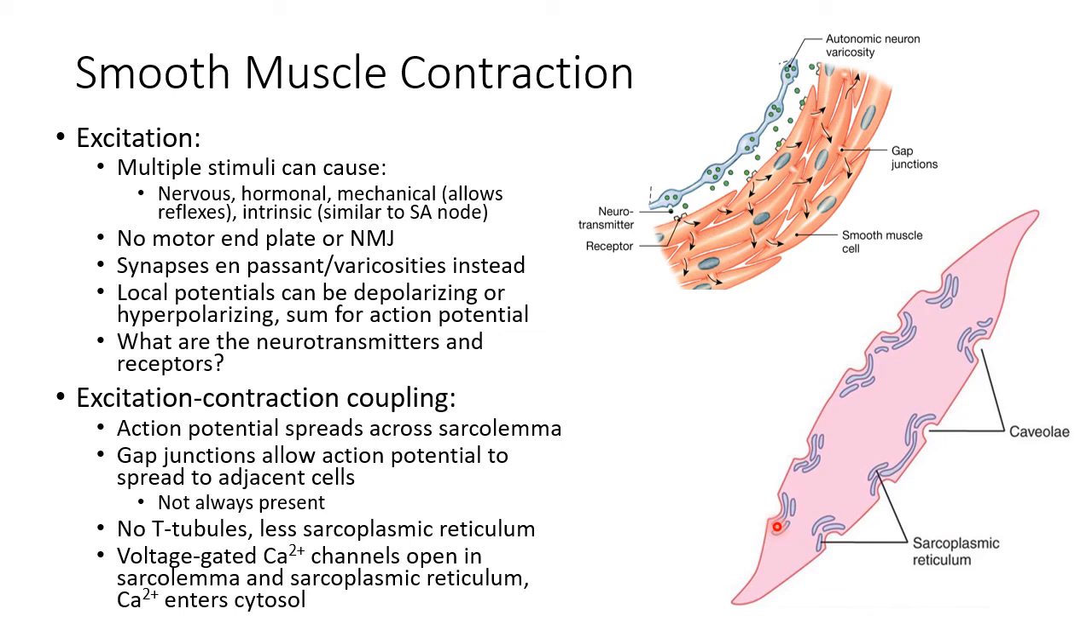So when you have action potential spreading across a cell, that is going to activate those channels, and calcium will enter the cell, either from outside the cell or from the sarcoplasmic reticulum into the cytosol.